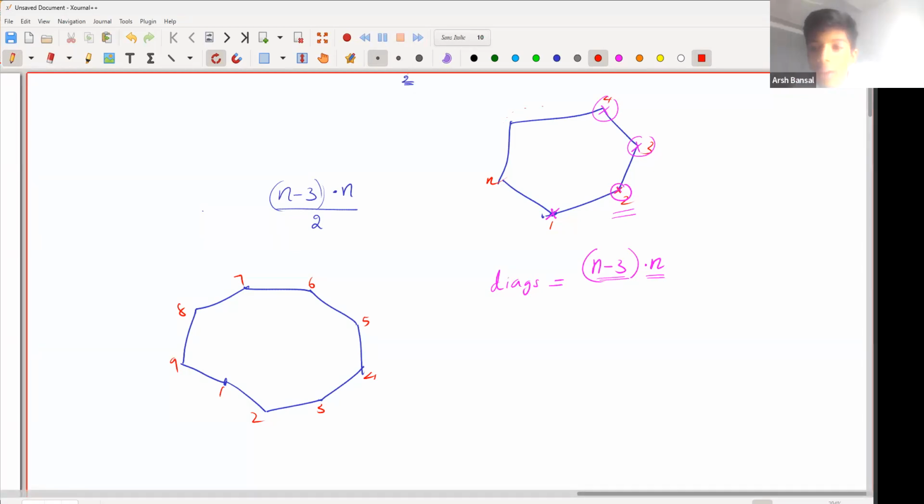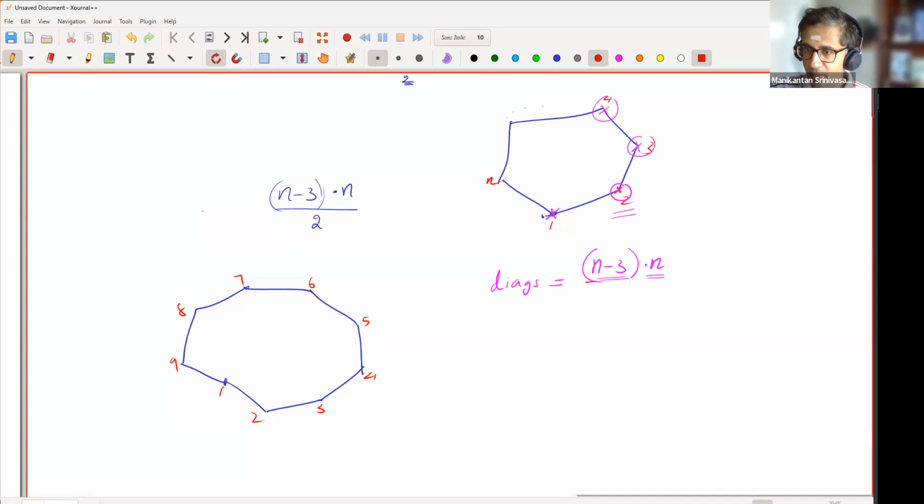So you got why we multiplied it by 9. Does it make sense why I'm multiplying by n? From each one of them, so in this case, n equals 9. From each vertex, you can draw 6 diagonals, so multiply 9 by 6. Now, the only question is, then it should be n minus 3 times n, right? But the formula is n minus 3 into n divided by 2.